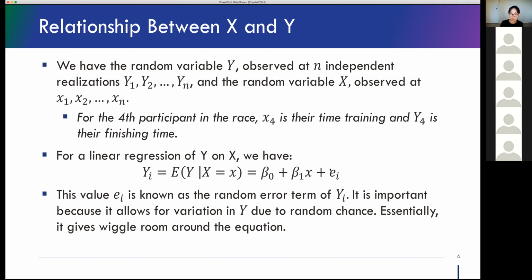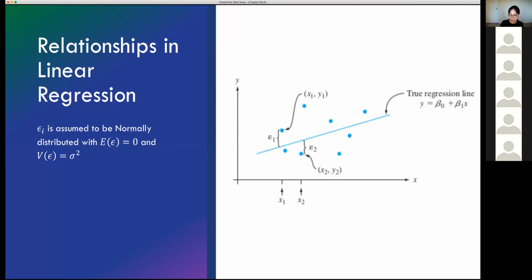This is a random quantity, so it will change. From this point it's this much, but for this point it's this much. So for this one it would be larger, and this one is smaller. So that's a random quantity, and we're assuming it's normally distributed with mean 0 and variance sigma squared. So this is about the error term.